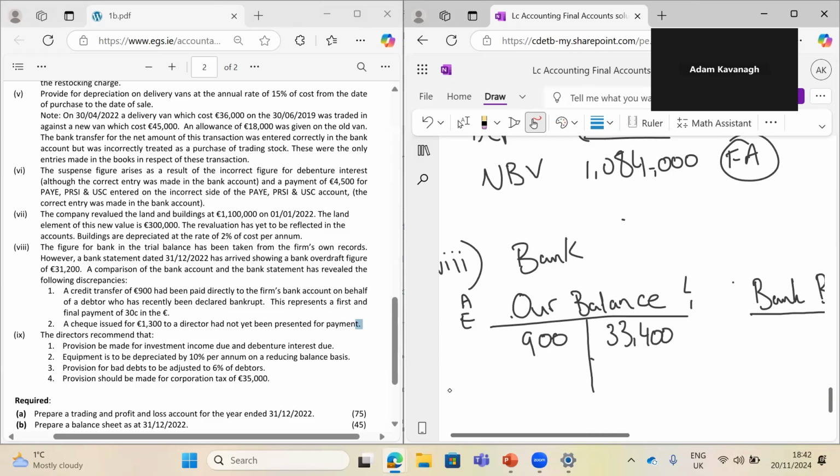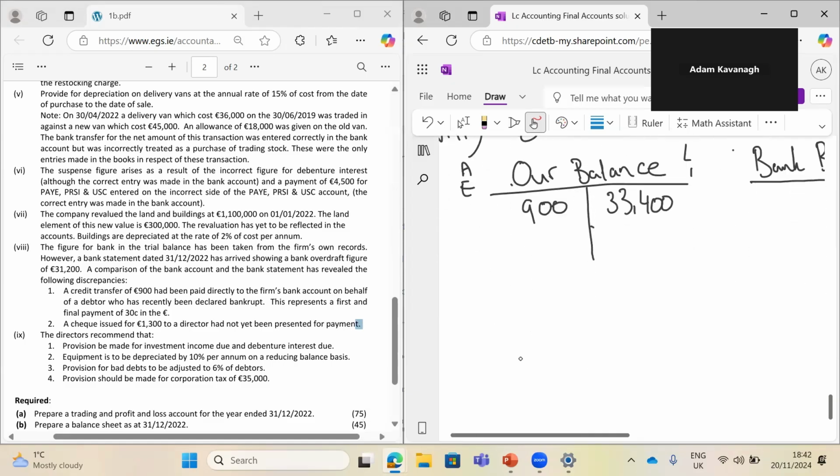Okay, now we need to look at, well, what's actually just happened there. So we received a credit transfer of 900. So we've put that into our bank account. But what was the money for? It was for a debtor who'd recently been declared bankrupt. So if someone's bankrupt, it means they're out of business, so they're not going to pay us back. So debtors is going to change in this question.